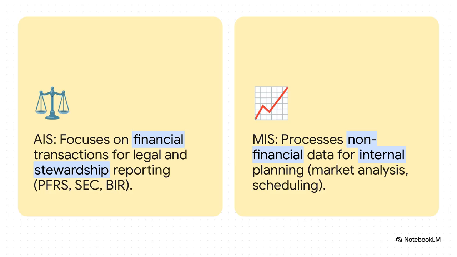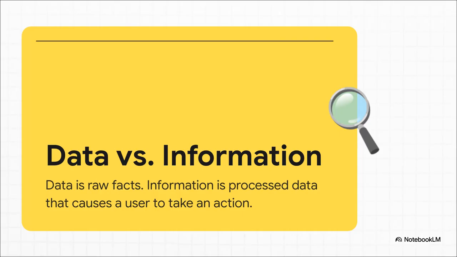A management information system, or MIS, on the other hand, that's all for internal use. It's looking at much broader data, like market trends or production schedules, to help managers plan things out, not to file some official report. And this distinction between data and information, it's absolutely critical.